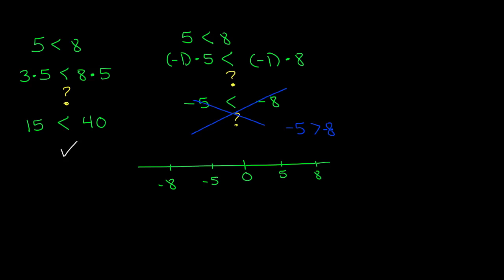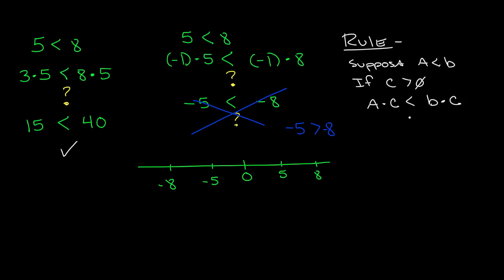Here's the general rule. Suppose A is less than B. If C is greater than 0, A times C is less than B times C. But if C is less than 0, then A times C is greater than B times C, just as we saw here. So you have to flip the inequalities. Let's see one example of that.